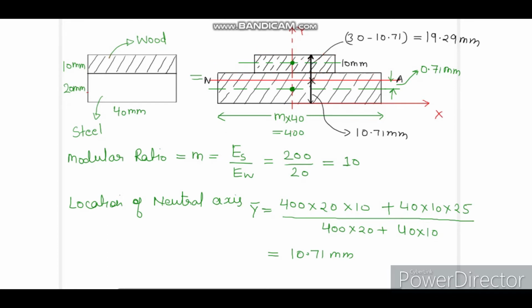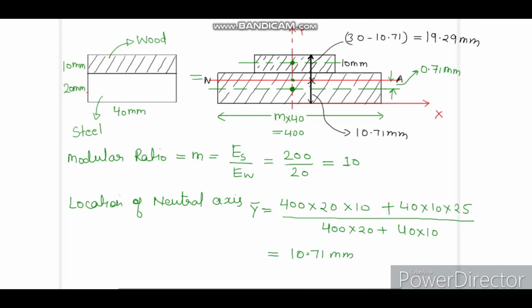This is 40 mm. This is 10 mm given, this is 10 mm given, this is 20 mm given, and this is 20 mm given. So this is the equivalent section. Now we can easily locate the neutral axis. The neutral axis is the axis which passes through the centroid of this composite section, so first of all we have to locate the centroidal point.